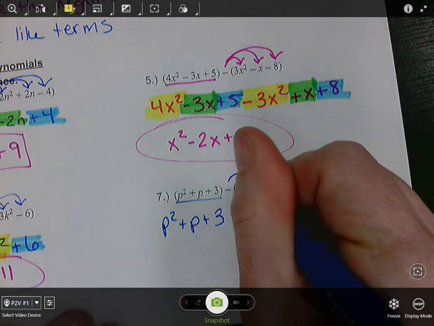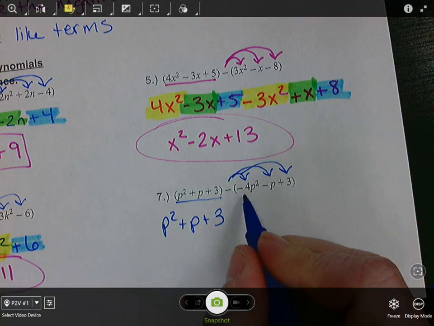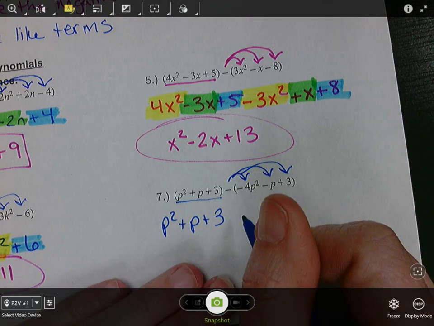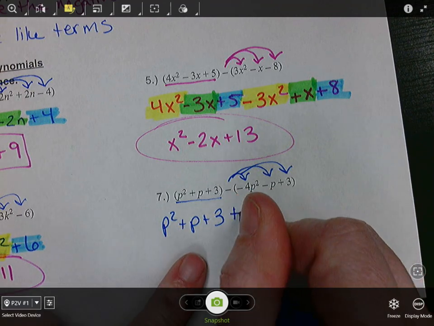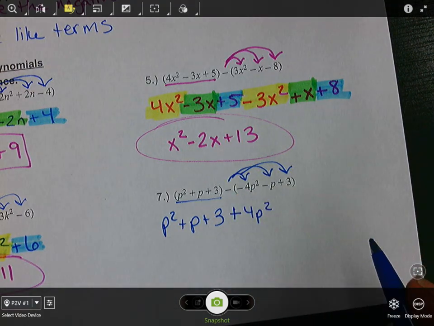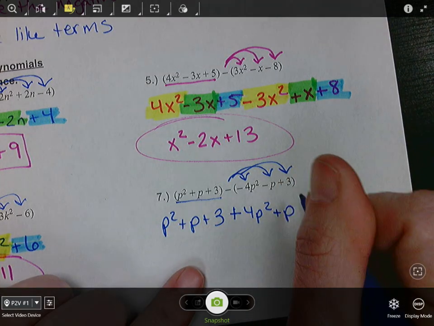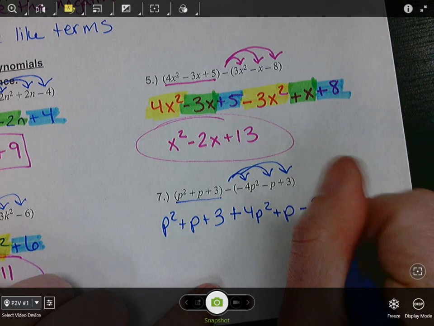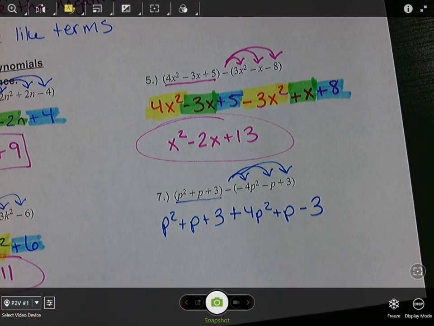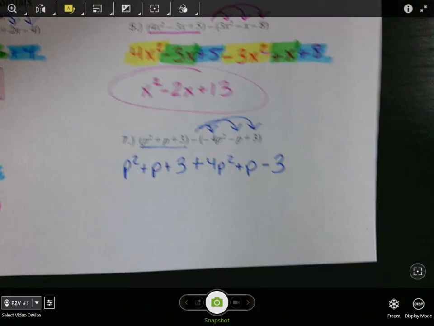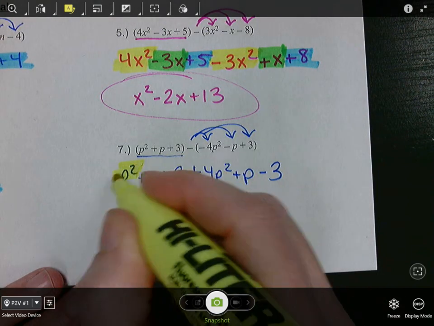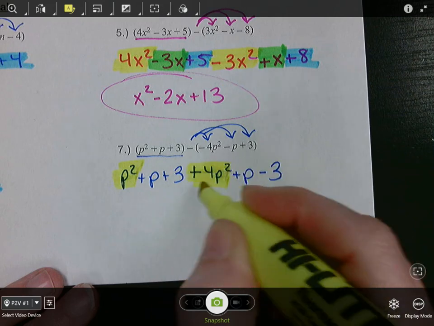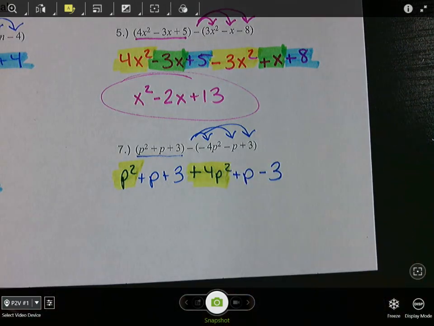And then we distribute the negative. Okay, so what happens to this negative 4p squared? Yeah, it becomes a positive 4p squared. What happens to the negative p? Positive. And the positive 3? Negative. Okay. Now, which term will go first? Which one would go in front? P squared and 4p squared. Yeah, the p squared and the 4p squared. Make sure you include that positive sign. What's p squared plus positive 4p squared?